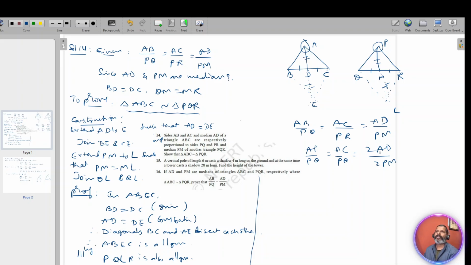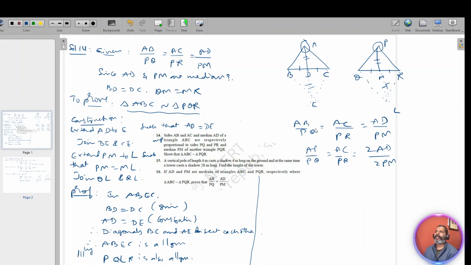Just check out 2AD by 2PM. What is 2AD? It is AE, right? Correct. In making ABE and PQL similar, check out: in ABE and PQL, AB by PQ, we have already the relation.